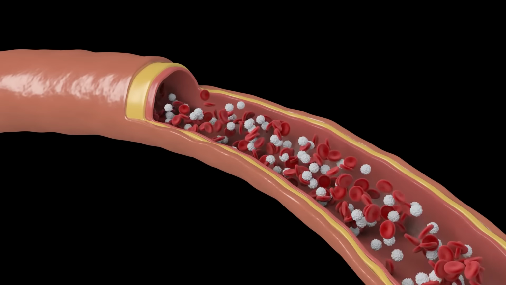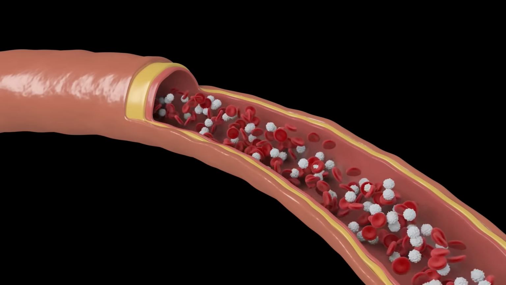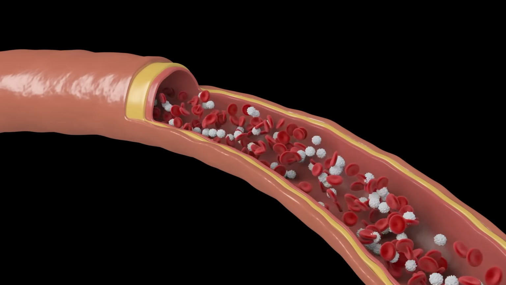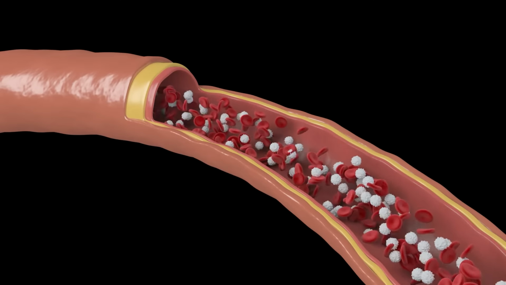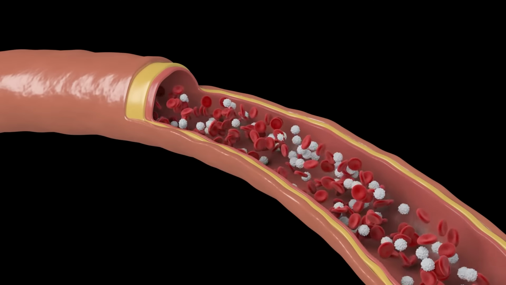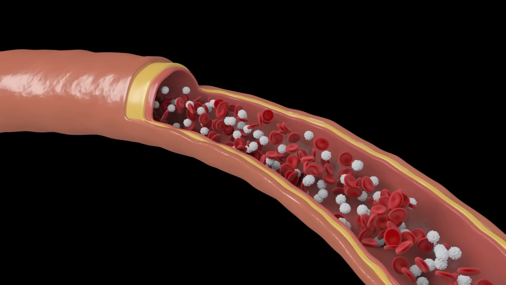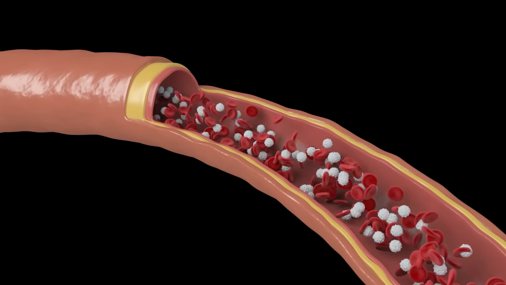Red blood cells, or erythrocytes, are the most abundant type of blood cells. They contain hemoglobin, a protein that binds to oxygen and carries it to the body's cells. Red blood cells are produced in the bone marrow and have a lifespan of about 120 days.